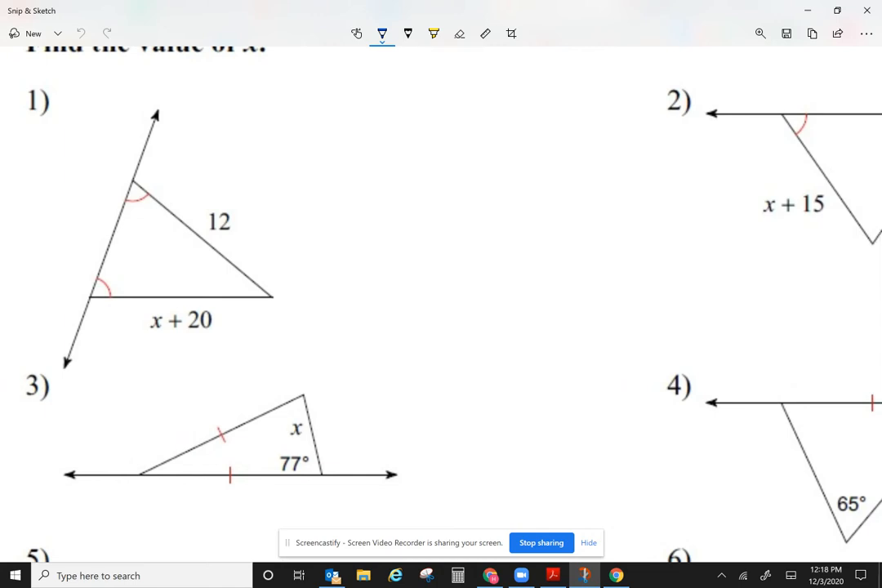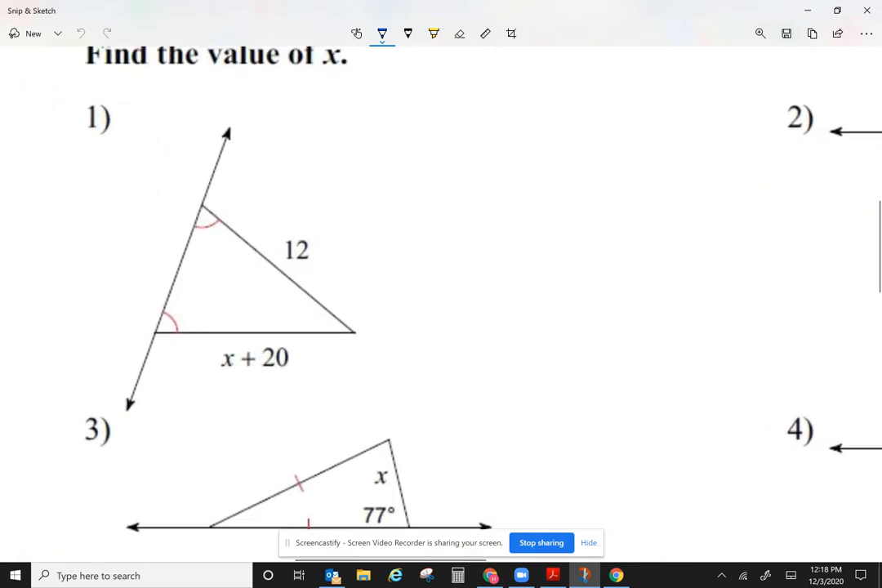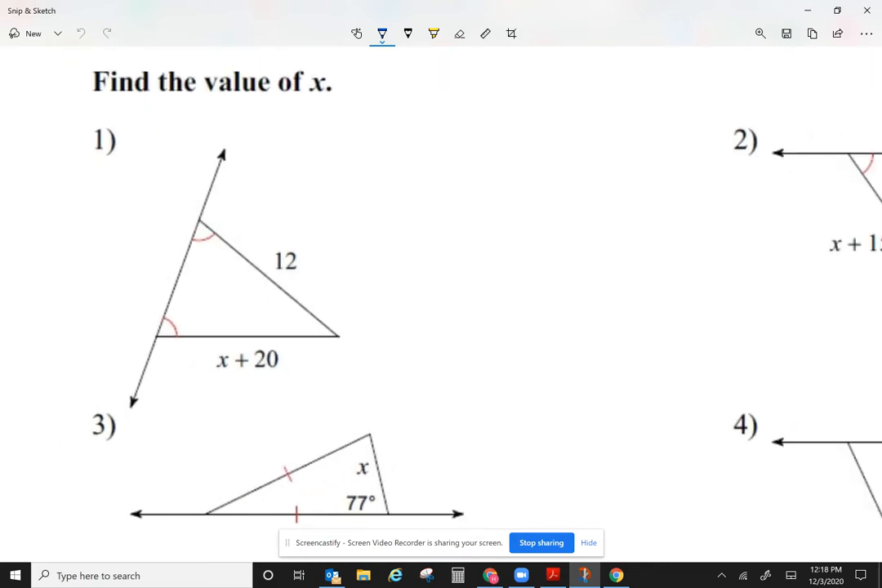the smallest angle is opposite from the smallest side. The biggest angle is opposite from the biggest side. Now, if two sides are equal, then that means that two angles are equal. The same way can be seen in question number 1. Notice I have two angles that are marked, and I have them marked the same way.